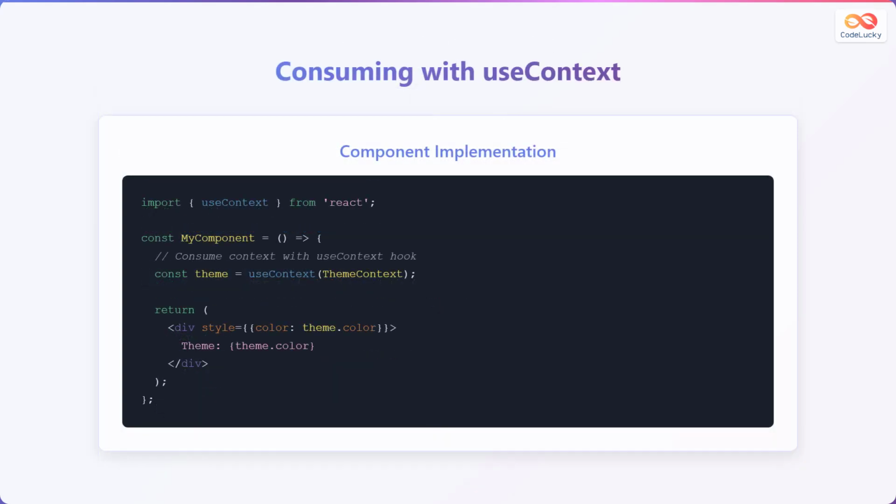Here's how to consume context with the useContext hook. Import useContext from React with import useContext from React. Inside your component, use the hook to access the context value with const theme equals useContext(ThemeContext). Now you can use the context values in your component, for example: return div style equals color: theme.color, theme.color, /div.